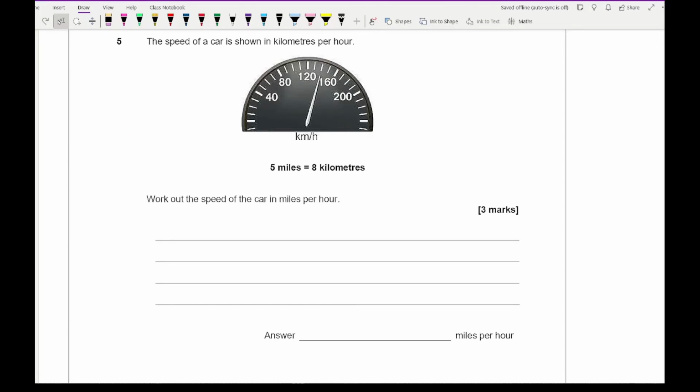So moving on to question 5, it says the speed of a car is shown in kilometers per hour. And here we've got the conversion of 5 miles equals 8 kilometers. And the question is asking us to work out the speed of the car in miles per hour. Now for this, we can see that the speed of the car is 140. So it's 140 kilometers per hour.